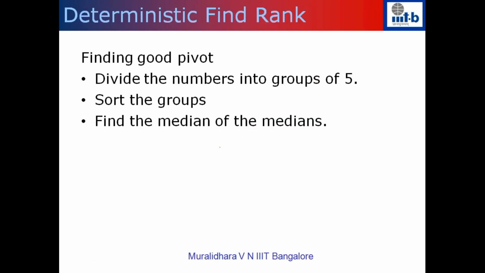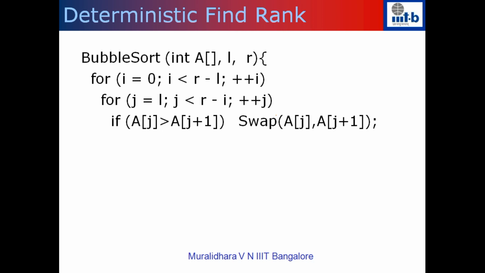So let's come back to the implementation of this algorithm. We divide this into groups of 5. This is more or less implicit because, given any numbers from L to R, L to L plus 4 will be the first 5 numbers, and L plus 5 to L plus 9 will be the second 5 numbers. So given a sequence of numbers, there is an implicit grouping. After that we have to sort the sequence of groups. After that we have to find the median of medians and return that answer. In order to sort these groups, we will use the bubble sort algorithm.